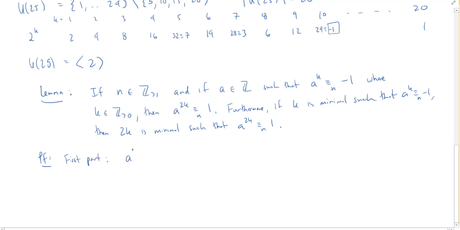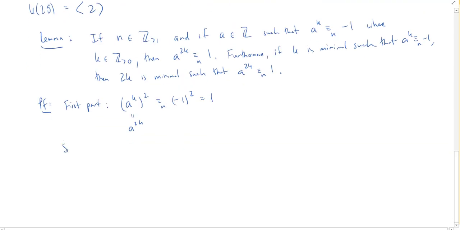If I take a^k and I square it, this will be congruent to (-1)^2. But (a^k)^2 is just equal to a^(2k), and (-1)^2 is equal to 1. All right, so what about the second part?